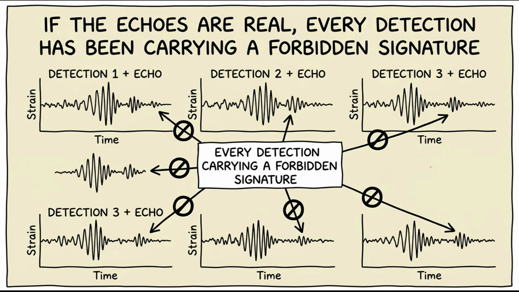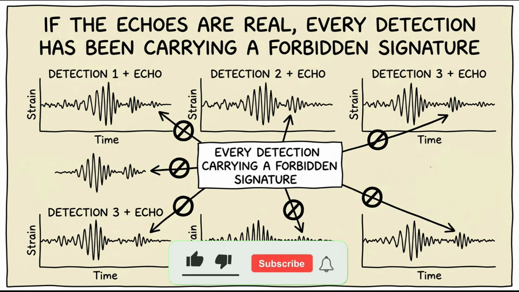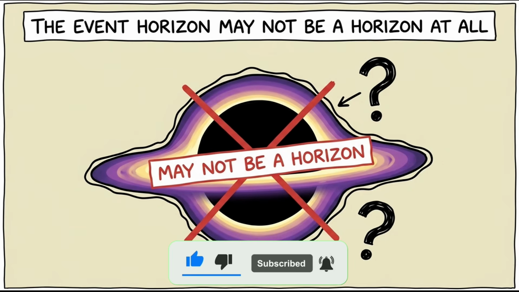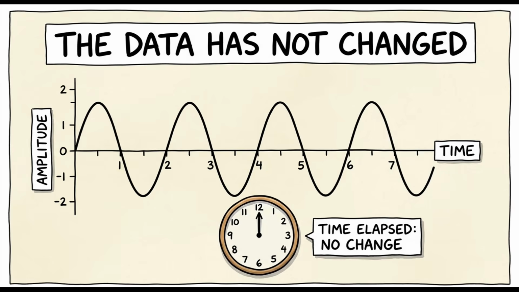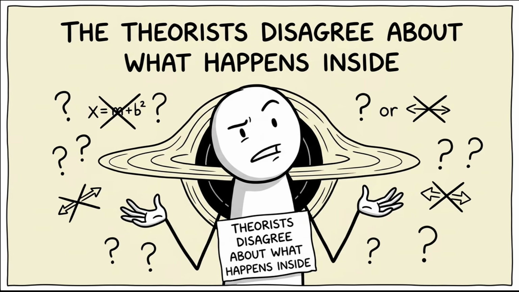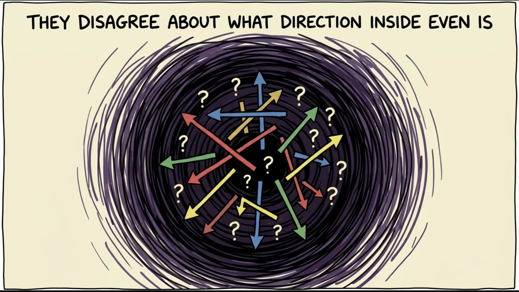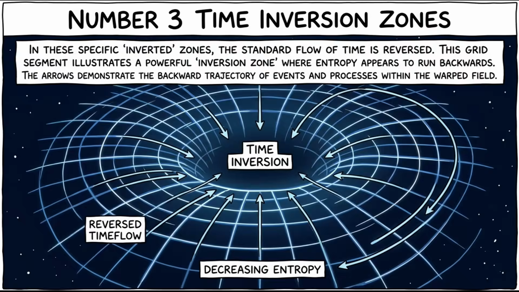If the echoes are real, every black hole detection since has been carrying a signature that the classical picture forbids. The event horizon may not be a horizon at all. You would be listening to something bouncing off a wall we said did not exist. The data has not changed, only the theorists have. The theorists disagree about what happens inside. They disagree about what direction inside even is.